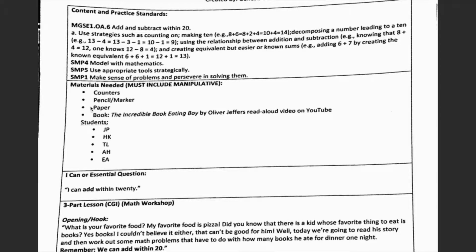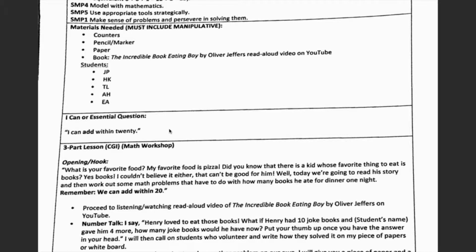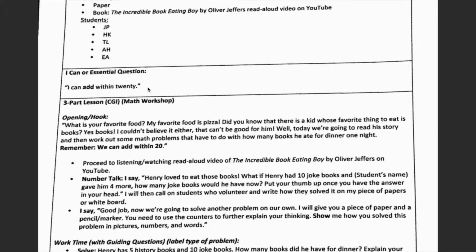For this specific lesson plan that Genesis created, she has counters, pencils or markers, paper, and the book. She's reading The Incredible Book Eating Boy by Oliver Jeffers, a read aloud video on YouTube. So she's going to incorporate a YouTube video where they read that book for her. And she also just uses the initials of the students. You always want to do that, because anything you submit to KSU, you don't want to include the student's full name for confidentiality reasons.